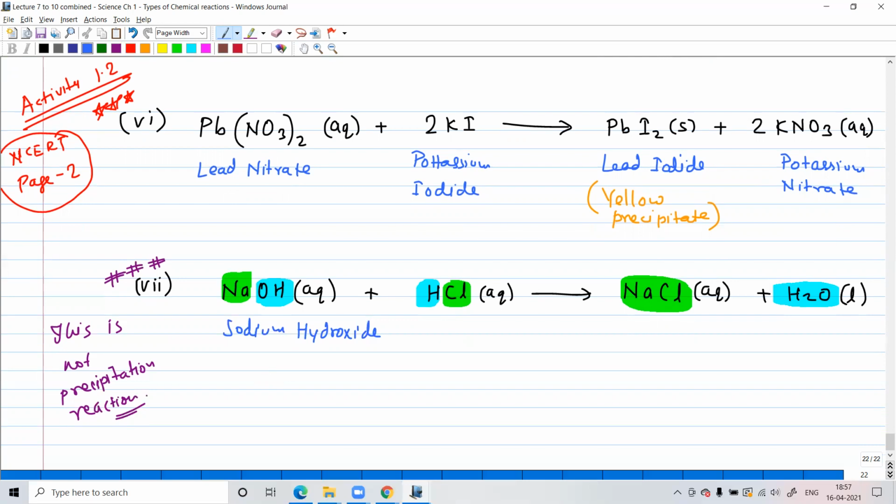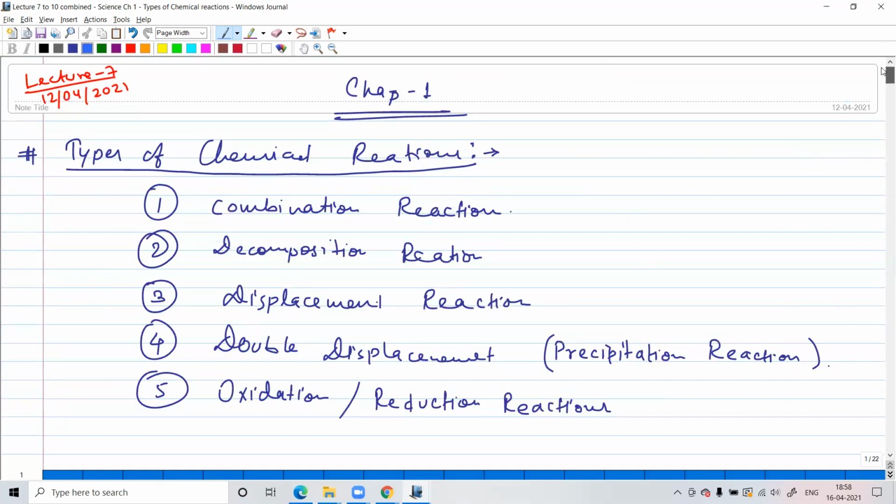Oxidation reduction, that we will take up in the next class. That is the last slide. And probably in the next 2 or 3 classes, we will be able to complete the theory of this chapter. Then we'll go through all the questions. So today, what did we do? We completed double displacement and precipitation reactions. The next thing which is remaining is oxidation reduction, which we'll take up in the next class.